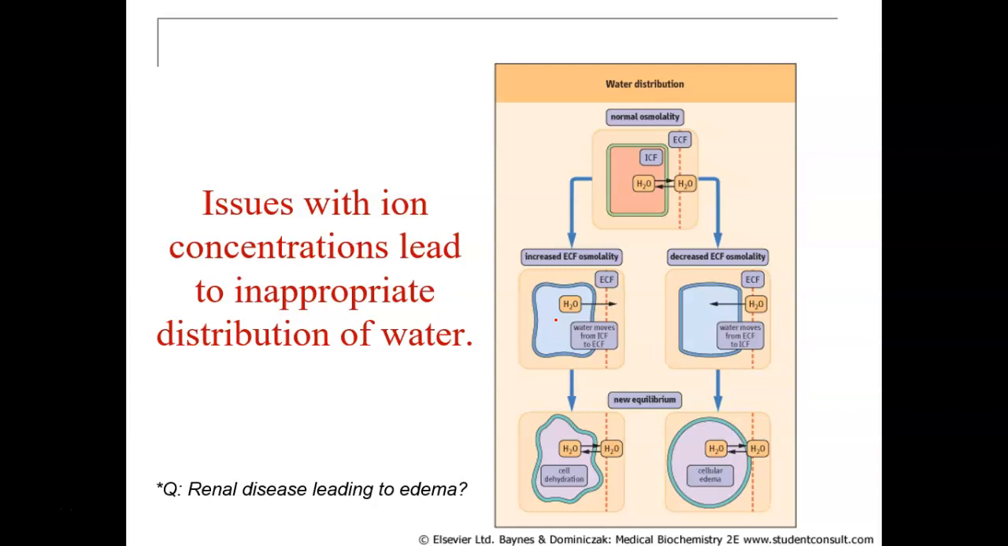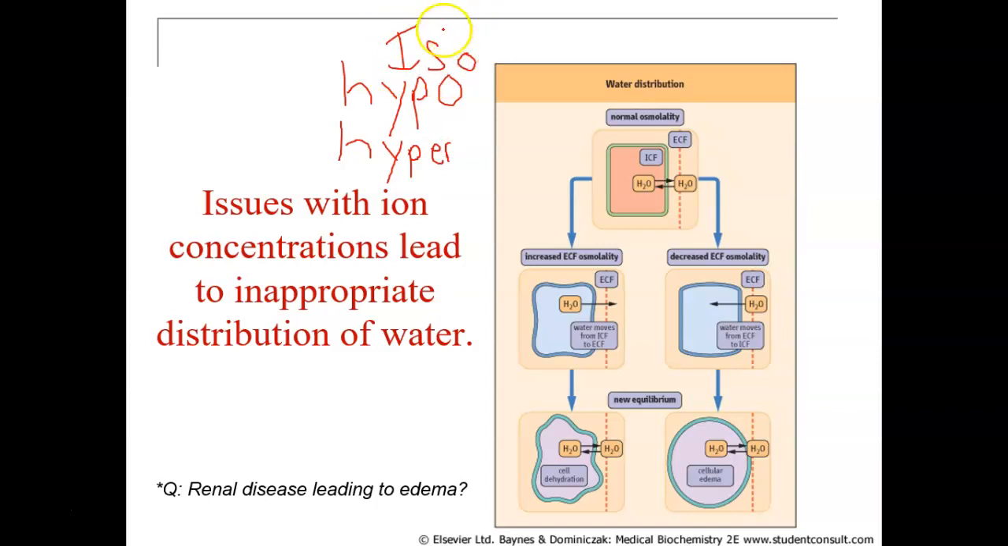So we see issues with ion concentrations lead to inappropriate distribution of water. So again, renal disease leading to edema. We just talked about this, right? So in just normal, happy, hunky-dory, appropriate levels, something called normal osmolality. If you remember, we're going back to chapter 2, I believe, back in the end of August, beginning of September. There's hypotonic, hypertonic, and then iso.